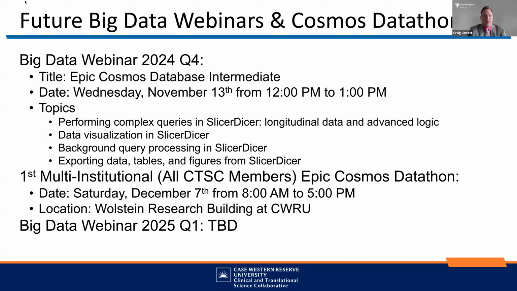So the future big data webinars we are planning to have include one in November. It'll be the fourth quarter webinar. It's at the same time on a Wednesday. Stay tuned for additional emails coming out where you can sign up for that. At that webinar, we're planning to build on this first webinar, which is the Epic Cosmos database. We're going to discuss more intermediate queries in Cosmos, specifically complex queries in Slicer Dicer using longitudinal data and advanced logic. We'll look deeper into the data visualization options that are available in Slicer Dicer.